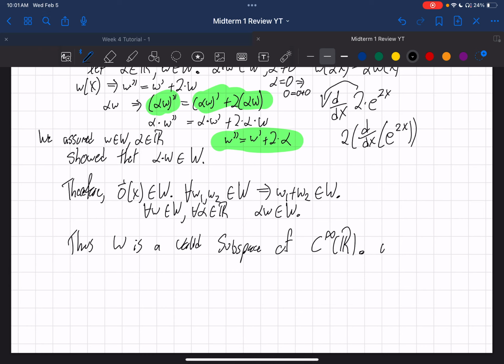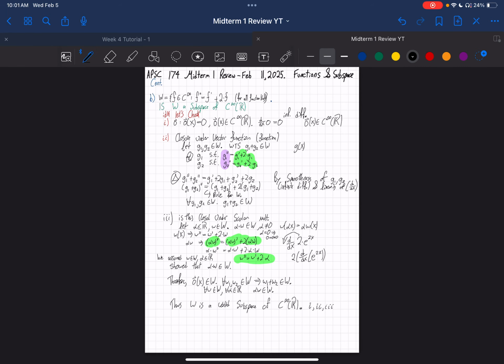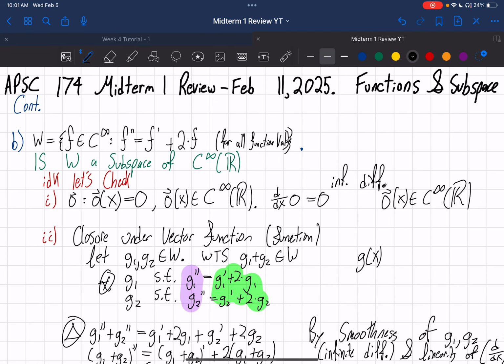We have proven I, double I, and triple I. 1, 2, 3. We have proven the three criteria that are necessary to being a subspace. Now we did this through functions. Functions are a little different from our usual space, so instead of showing we have the 0 vector, we need to show we have the 0 function, which maps every element to 0.